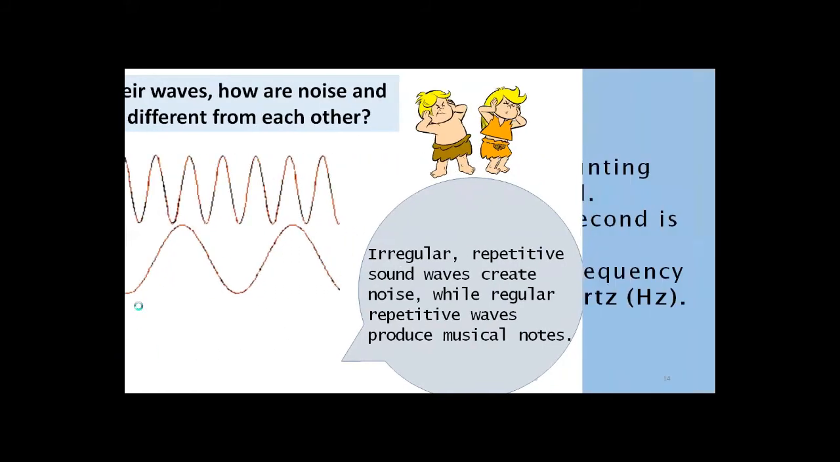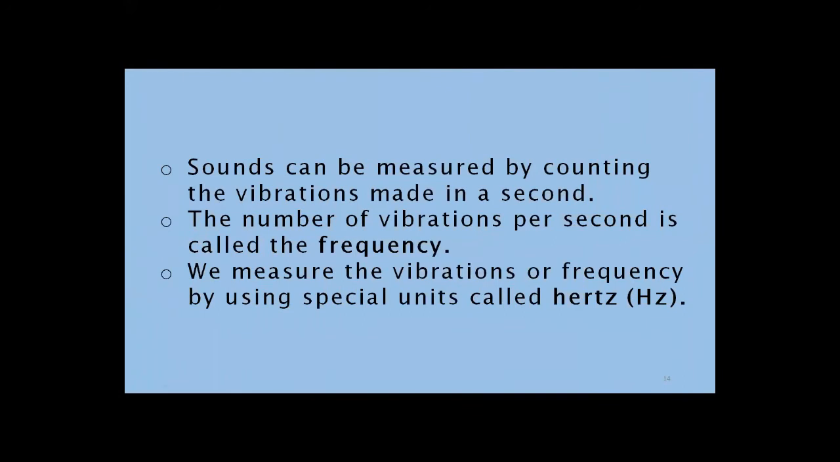Now move to the new topic: sound can be measured. Yes, students, sound can be measured by counting the vibrations made in a second. The number of vibrations per second is called frequency. What is it called? Frequency. The number of vibrations per second is called frequency. And we measure the vibration or frequency by using special units called hertz. This is the special unit called hertz. It is the unit of sound.